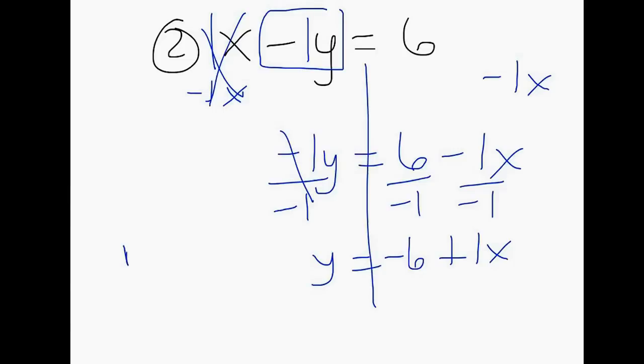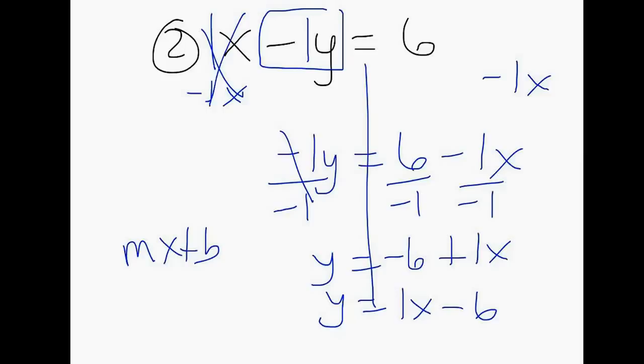And again, I want it mx plus b, so the 1x has to go to the front. The negative 6 to the back. 1x minus 6. And the only thing you might see is you might not see the 1 in front of there, so it'll just be x minus 6.